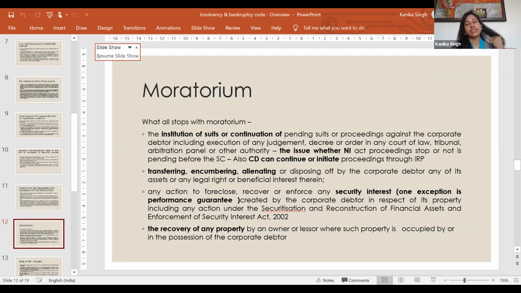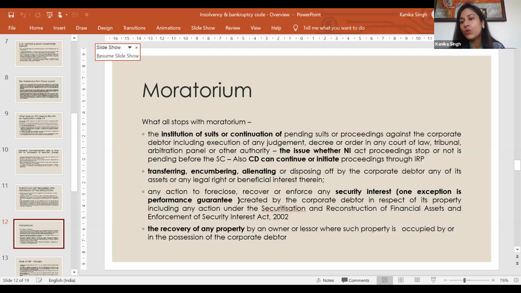So one of the things that we discussed was a moratorium, and I'm going to go a little quicker because I don't want to take too much time. A moratorium is the first thing that happens when an application gets admitted. This means that no suits or any proceedings, either fresh suits or continuation of any suits or proceedings, can continue against the corporate debtor. So if you had any suit or arbitration that was filed against the corporate debtor, once the application is admitted, that will get stayed.